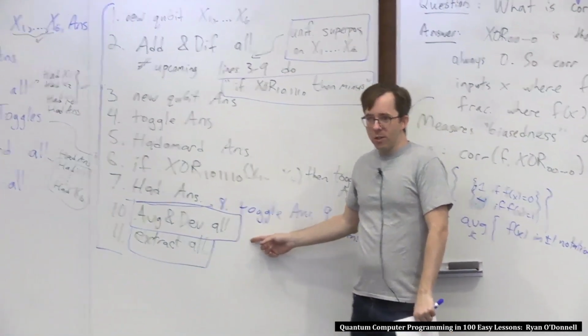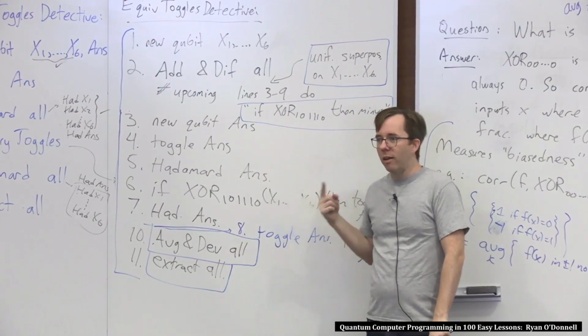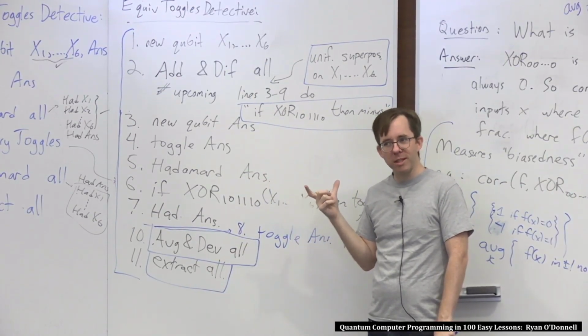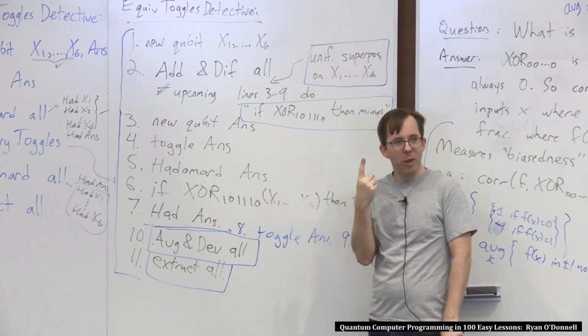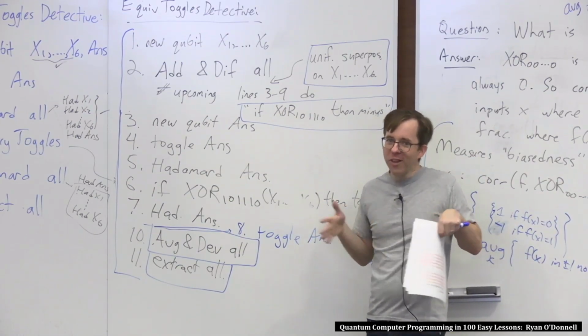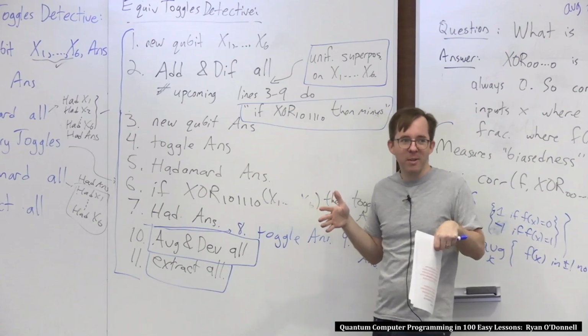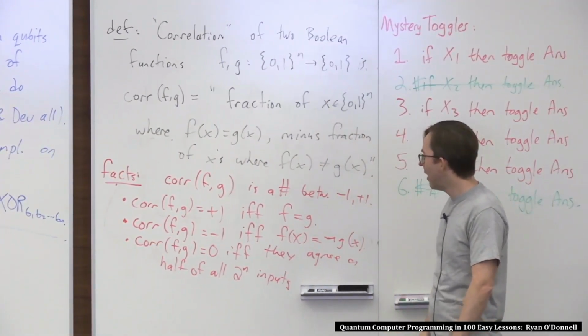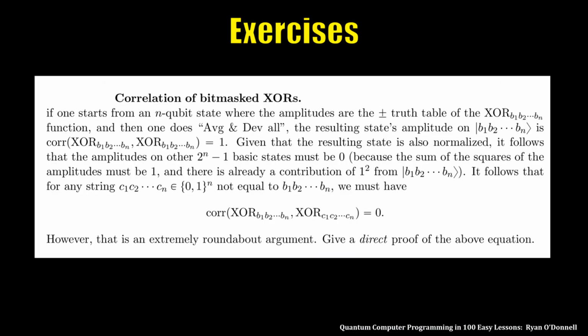So we know one of the amplitudes after this has amplitude 1 on the particular b string that it is. But we also know it's a normalized state, which means the sum of the squares of the amplitudes has to be 1. But we already have amplitude 1, which squared is 1. So there's no room left for any more amplitudes. Therefore all the other amplitudes have to be 0. Now this is a very, very indirect proof. That's why I said it's a bit cheating, but it's interesting. Instead, you should think about it.